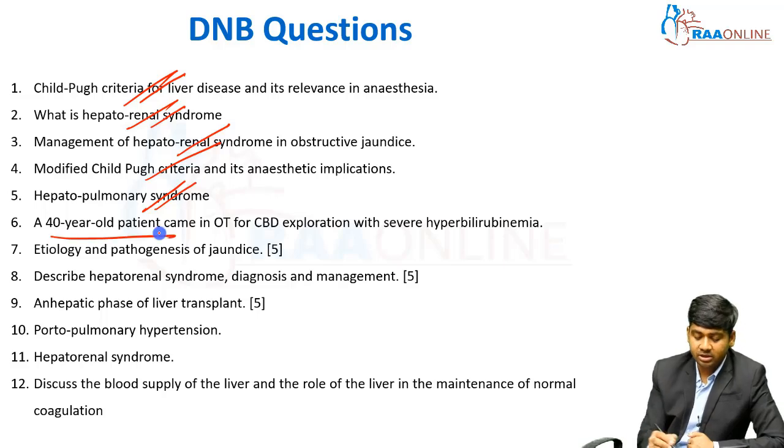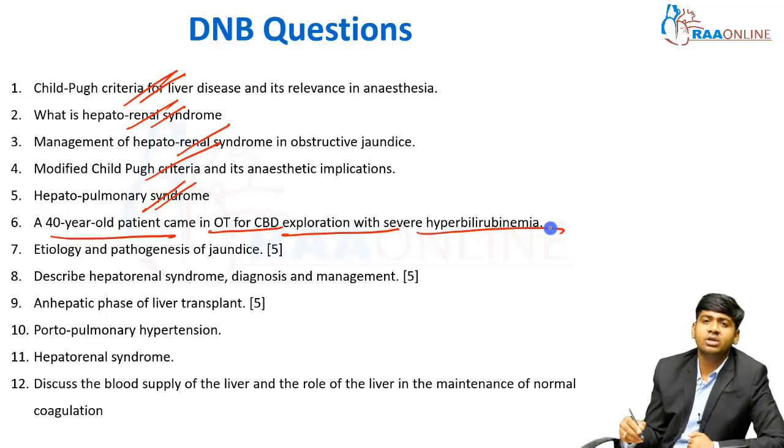40 years old patient in the OT for CBD exploration with severe hyperbilirubinemia. What are the anesthesia importance? Hyperbilirubinemia. So here we can write pre-op, intra-op and post-op again. The hepatic dysfunction may be there, so coagulation function, PT INR, everything should be measured. Again, the drug, same thing. Hepatic metabolism is impaired, so we go for cisatracurium, atracurium, isoflurane, desflurane, propofol, intermediate-acting agents. We'll avoid vecuronium. These things should be written.